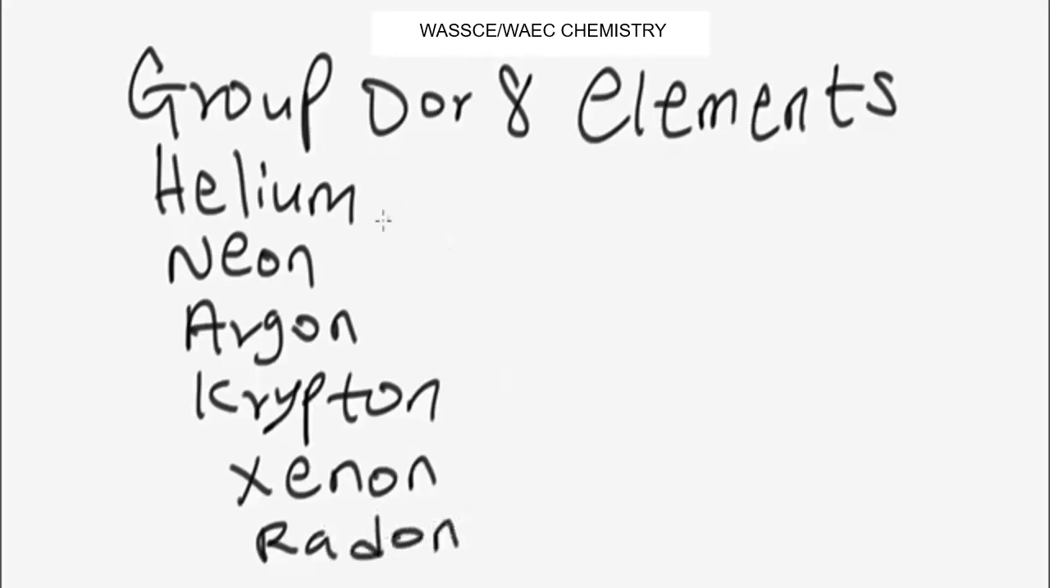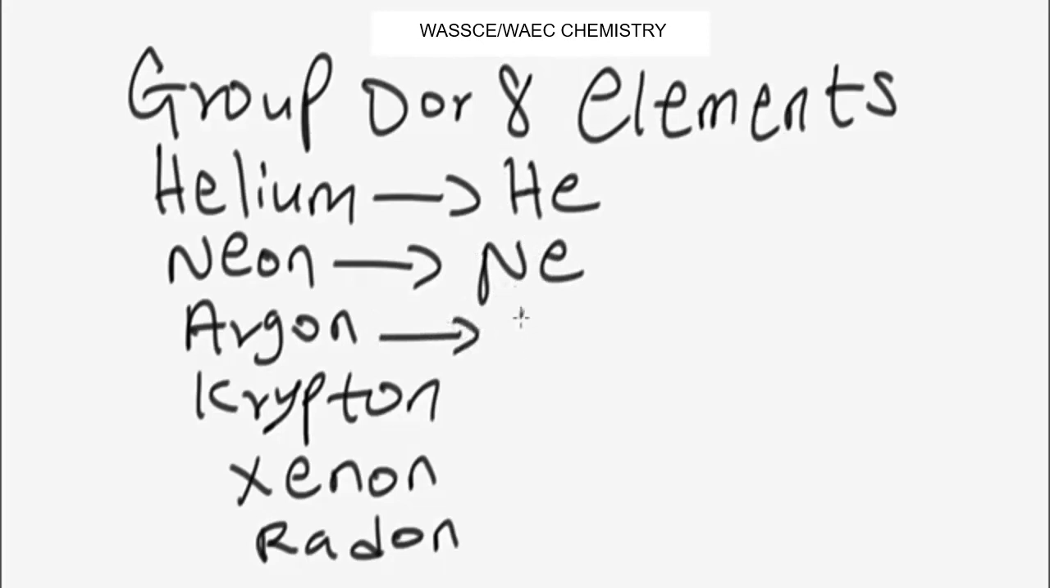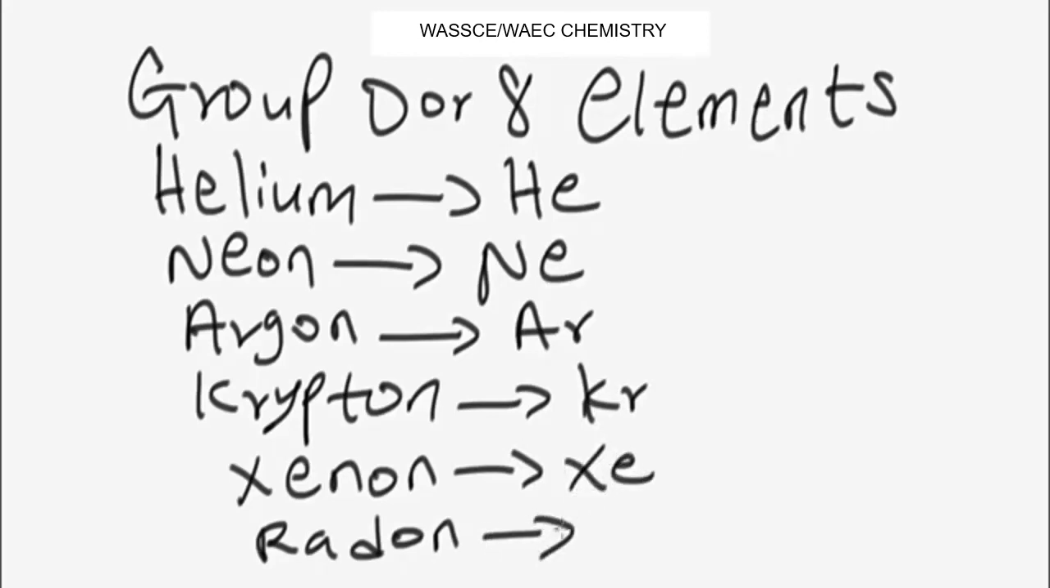The short form for helium is He, for neon is Ne, for argon is Ar, for krypton is Kr, for xenon is Xe, and for radon is Rn. These are the basic elements in group 8 or 0 of the periodic table. Now let's take a look at a few concepts about them.